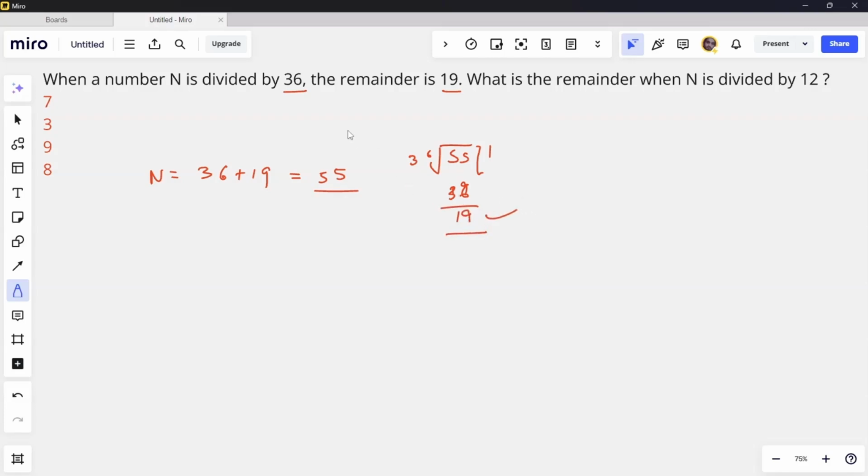Okay. Now, the question is saying when a number n is divided by 36, the remainder is 19, and we have found the number is 55. So it is divided by 36, 1 times 36, and the remainder is 19. What is the remainder when n is divided by 12? So our n is 55. So n divided by 12, 4 times 12 is 48, 55 minus 48 is 7. So it will leave remainder as 7. It means the first option is the correct option.